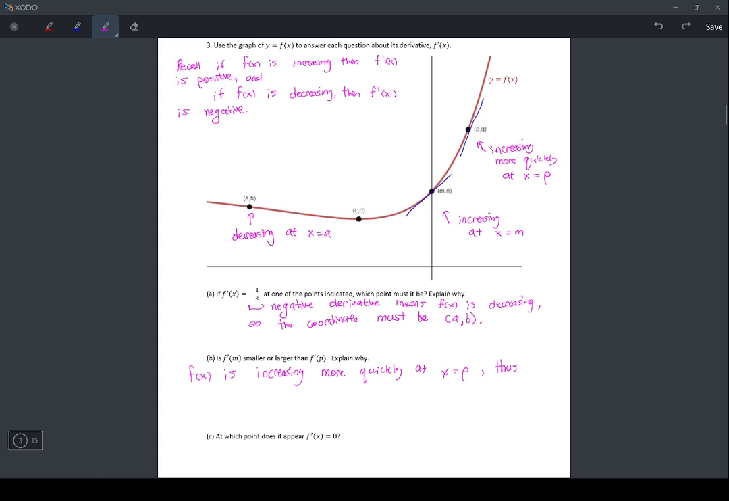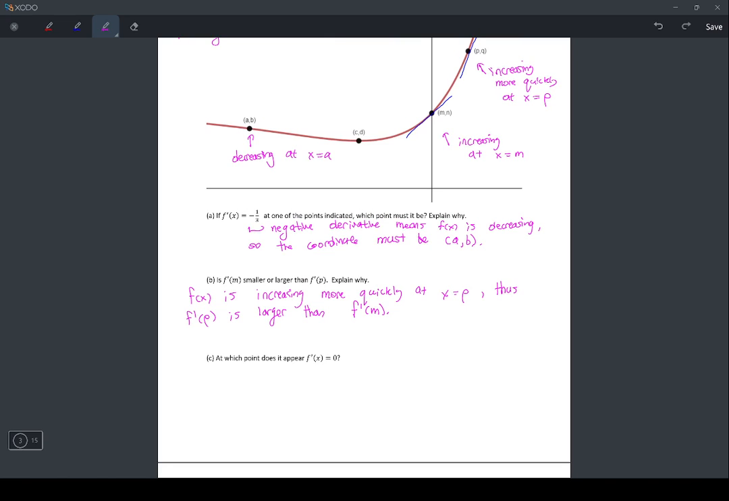So f of x is increasing more quickly at x is equal to p. Thus, f prime at p is larger than f prime of m. And the explanation is f of x is increasing more quickly at x is equal to p. So I answered it kind of backwards.